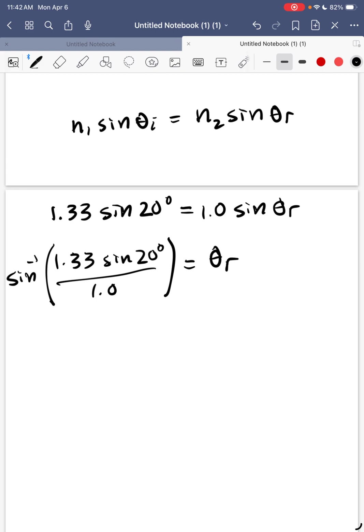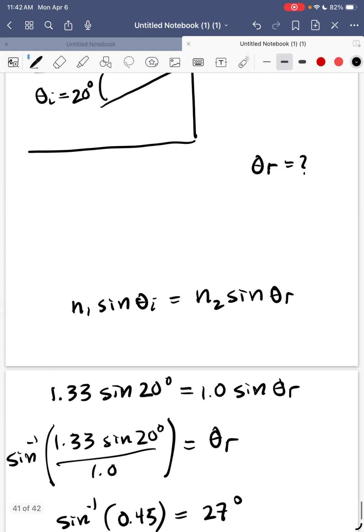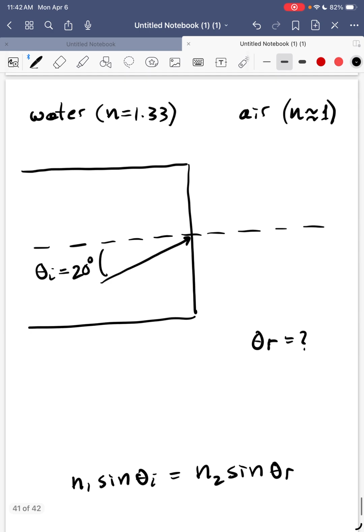And I can punch these numbers in. So I can take 20 degrees. Let's take the sine of that. I'll multiply it by 1.33. That equals 0.45. So I get the inverse sine of 0.45, like that. That'll give me the angle. And I do that, and I get something like 27 degrees. Okay, so let's sketch that out. So it comes in at 20 degrees, and it goes out at 27 degrees.